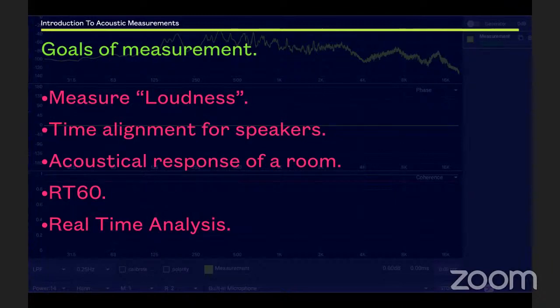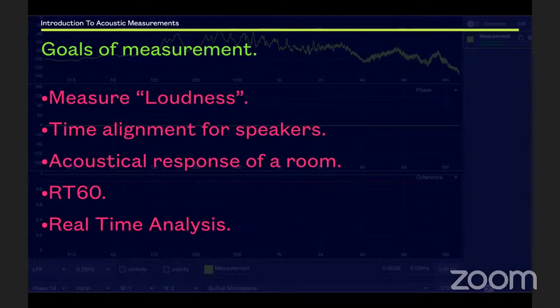We can use these measurements to do time alignment for speakers. We'll be talking about time alignment in a bit, okay? We can check the acoustical response of a room. Do you all know what is an acoustical response of the room? Anyone, any idea? Okay, RT60, real-time analysis. These are a few things we can do if we know how to measure stuff, if we know how to use the software, if we know how to use measurement as a whole.